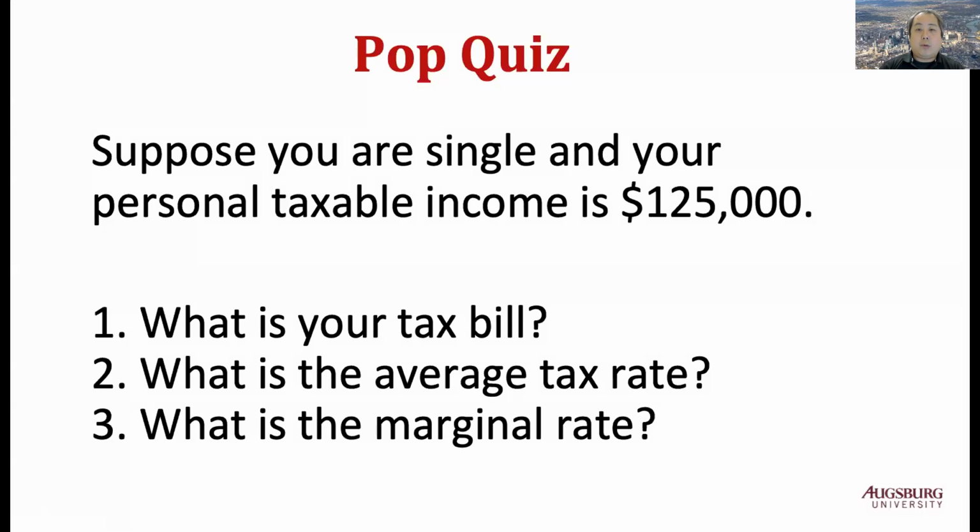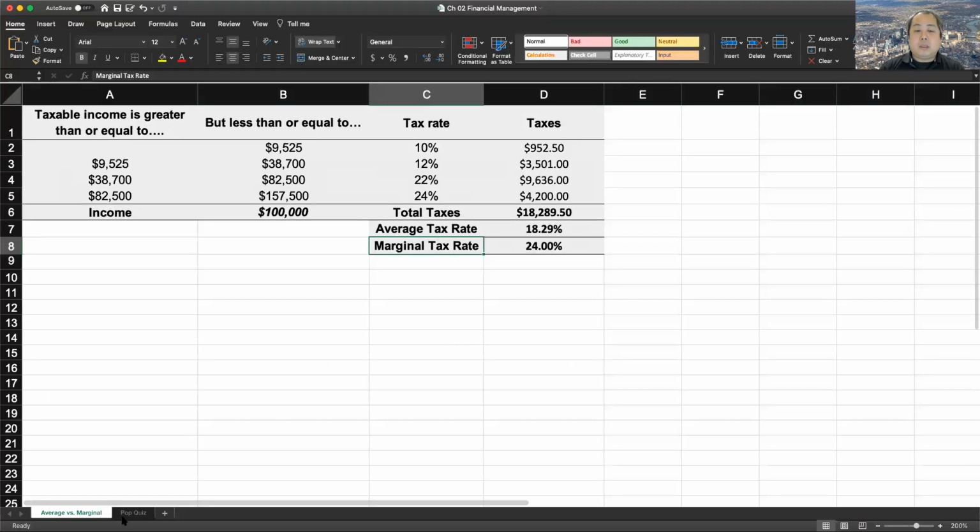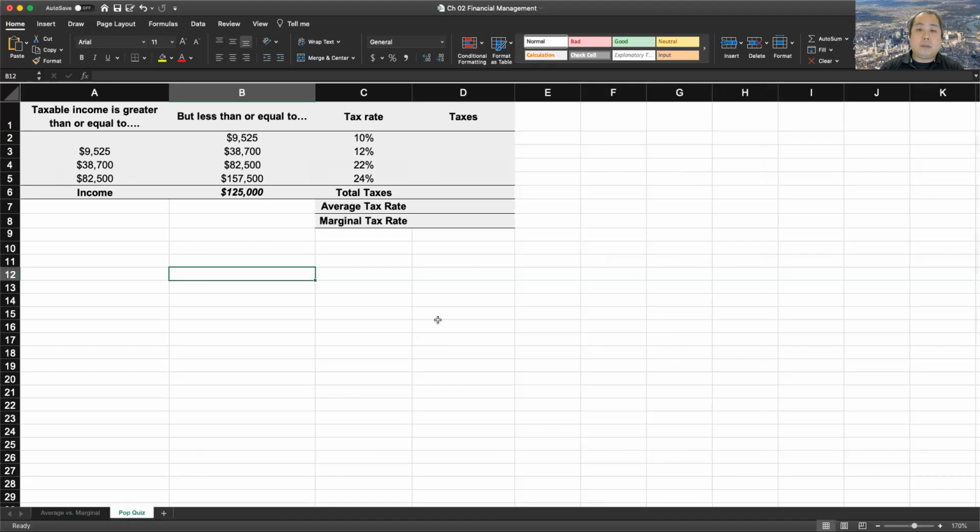We will have a pop quiz here. The pop quiz is the same. Suppose you are single and your personal taxable income is $125,000. What is the tax bill? What is the average tax rate? What is the marginal tax rate? The way you solve it is exactly the same. So again, go to the next spreadsheet, pop quiz one.